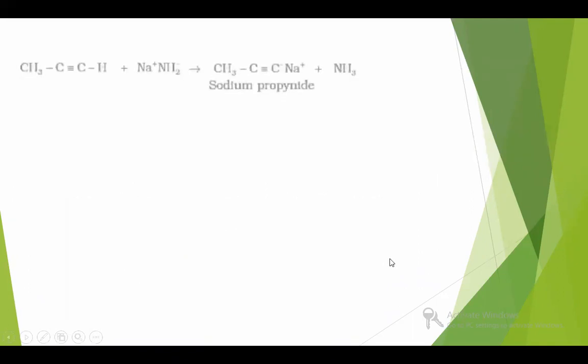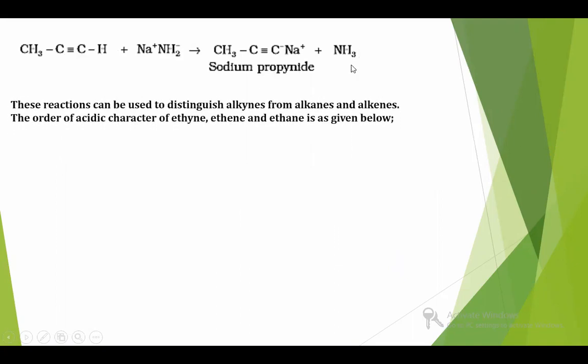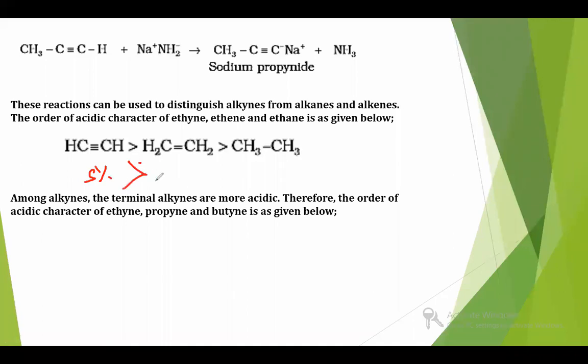Okay, next in the propyne compound, carbon number 3: 1, 2, 3. Treated with sodamide, we get sodium propynide and NH3. This reaction is used to distinguish between alkene and alkyne. Alkynes have more acidic character than alkenes and alkanes. Why? Because the s character is greater compared to double bonded and single bonded carbon.